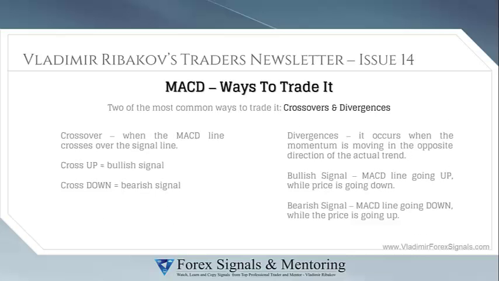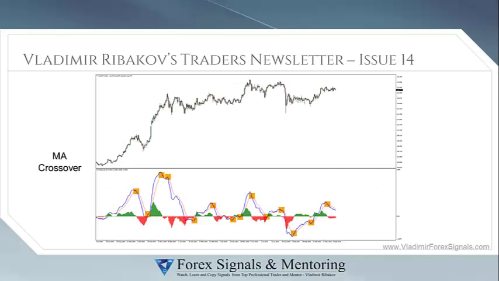Now we have a few ways to trade it. Two of the most common ones are crossover and divergences. So crossover: when the MACD line crosses over the signal line, a cross up is a bullish signal for a buy, a cross down is a bearish signal. And divergences, like with stochastic, when the directions are opposite between the MACD and the chart. So that's how it looks for the crossover. Okay, you see the crosses.